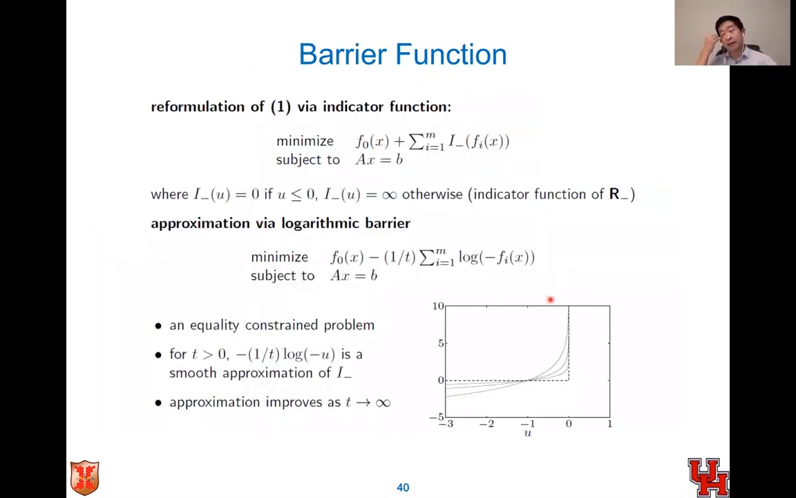Another choice to turn constrained optimization into unconstrained optimization is by adding a barrier function. The barrier function looks like, for example, a log function, and with different values of t, it will approximate the ideal barrier. The ideal barrier is that when u is less than zero, it should be zero, otherwise it should be infinity. This basically prevents your signal from going from the feasible side to the infeasible side. What you can do is have this barrier function be very smooth at the beginning, and then, iteration by iteration, t increases so that it becomes closer and closer to the ideal barrier, and finally it will converge to the solution.